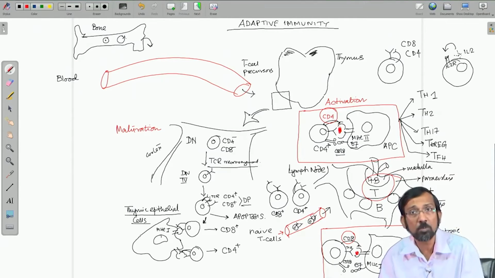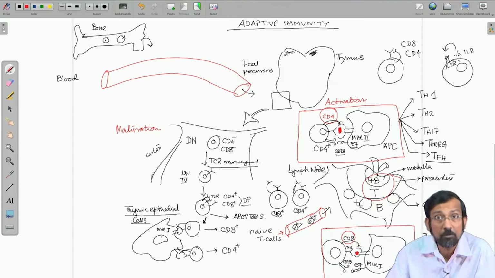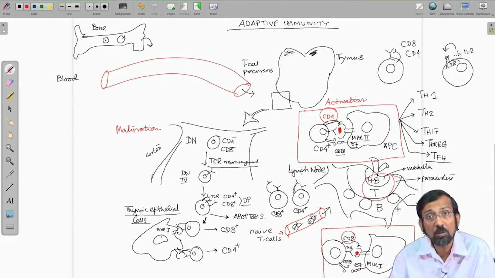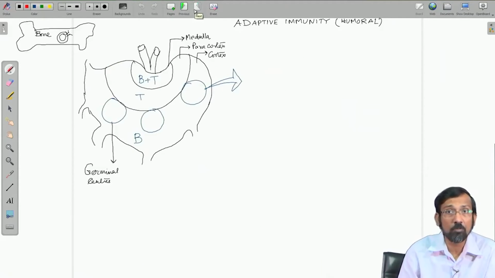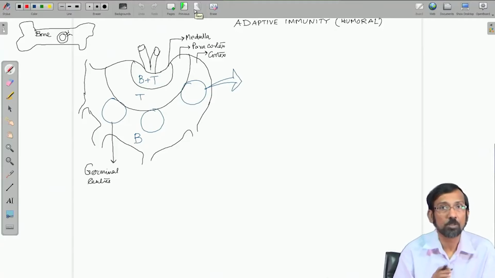So, to get a gross picture, starting from where we left in the last class, that is in the lymph node, the events that are occurring in the lymph node. We discussed the events in the paracortex where the T cell activation occurs primarily. Now, we move on to the lymph node again, and we look into the cortex part.